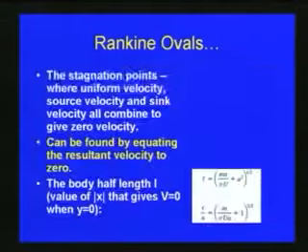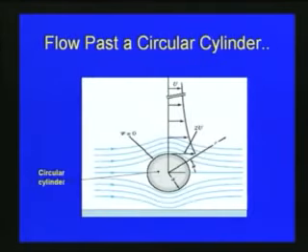From the uniform flow equations and the source and sink equations, we saw how to derive the expressions for the potential and the stream function, and how we get the velocities and various other flow parameters. After the Rankine oval, we also saw the flow past a circular cylinder.